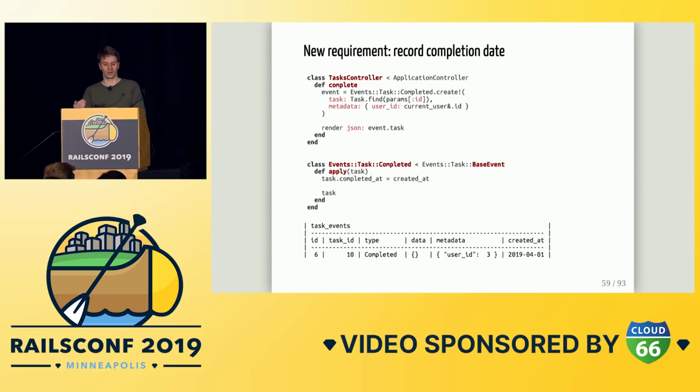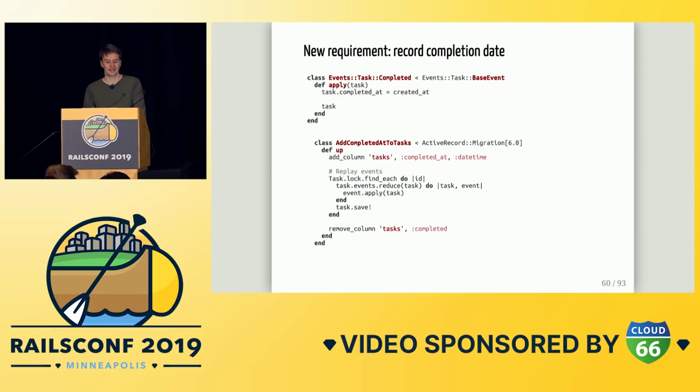Now, there is a new requirement. We want to record when the task was completed. So we don't change anything in the controller. All we do is we change that apply method in the event. And now, instead of setting the completed attribute to true, we set completed at to the created at timestamp. It's actually very important to set it to the created at timestamp, because if you happen to replay events later on, you want to make sure that you always set the same timestamp. That's why we use created at and not Time.now here.